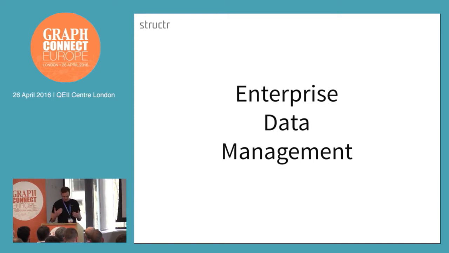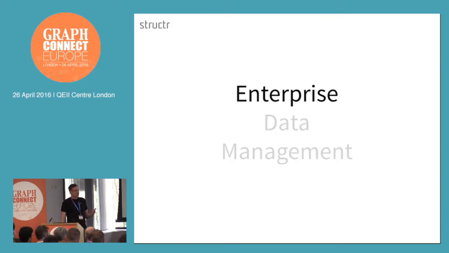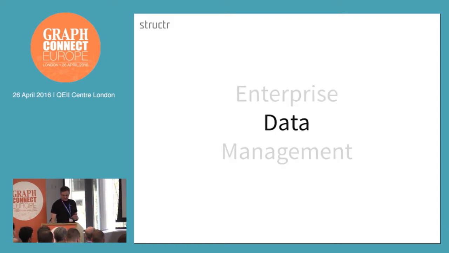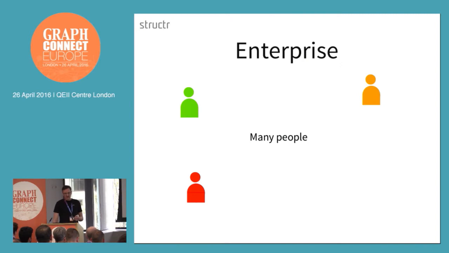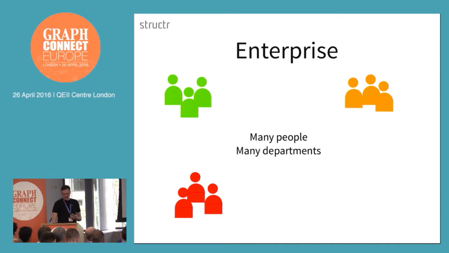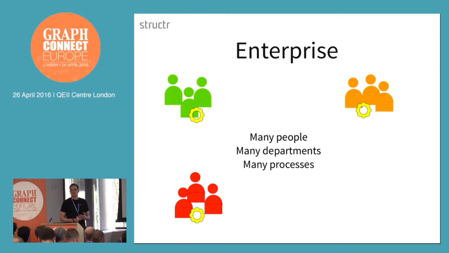Yeah, and as I said, I want to give you the context about what we think enterprise data management is about and how to handle that. So these three words, enterprise, data, and management, I'll try to explain what we think are the major challenges in an enterprise. In the first place, you have many people in large companies, many departments, and many processes, because each department or user group has their own process or processes.